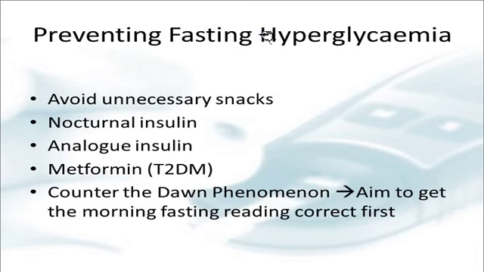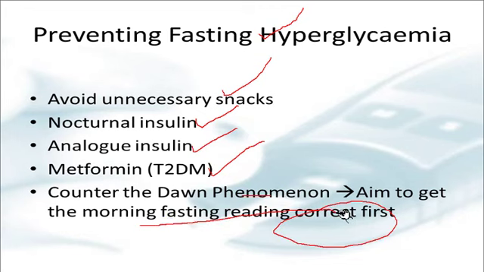Now, how do we prevent fasting hyperglycemia? The patient should avoid unnecessary snacking, right? We should monitor their nocturnal insulin and what insulins they're using as analogs. We may in some cases need to give metformin at night in the case of a type 2 diabetic. And of course, we need to counter the dawn phenomenon, and we need to aim to get the morning fasting blood glucose levels correct first, because that will reduce the HbA1c to a much greater extent and much quicker before we then move on to postprandial hyperglycemia, which is something we've discussed in steps.